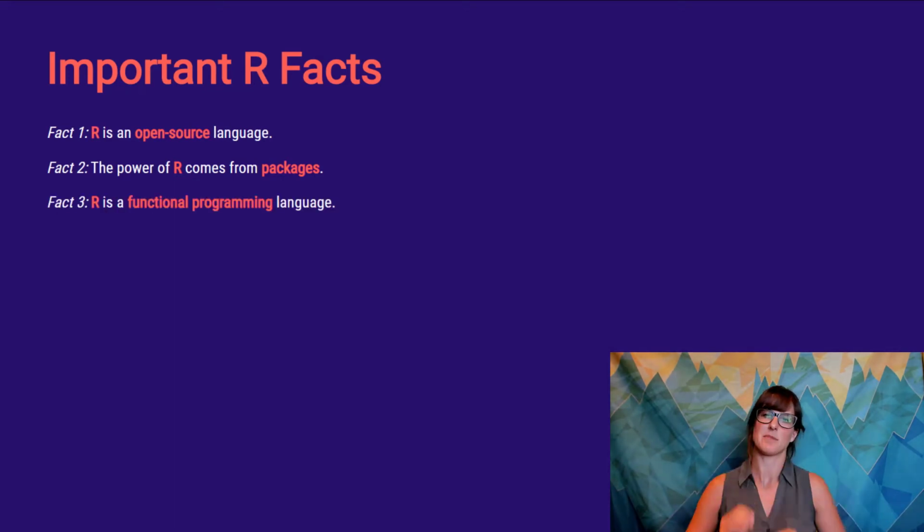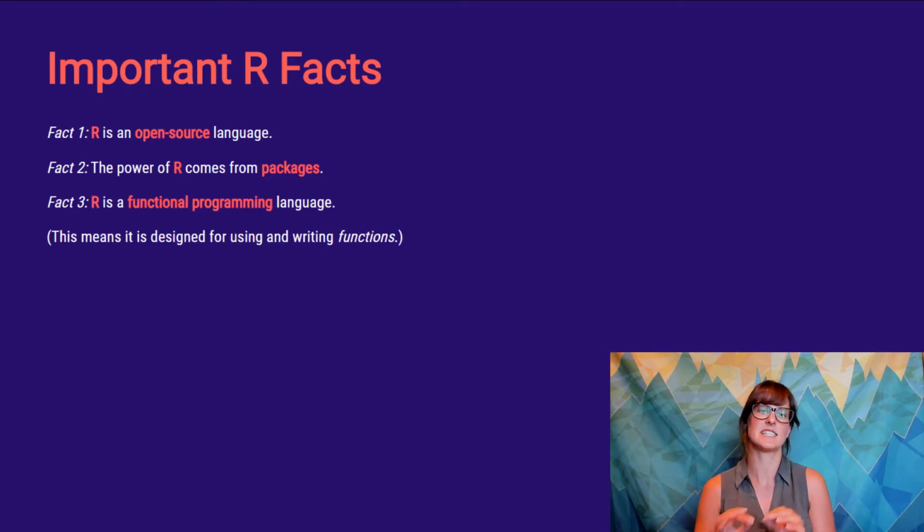And so fact 3 that I'm giving you today is that R is what's called a functional programming language, which is a formal computer science term, but really it just means that it is designed for you to use and write functions, including writing your own. You don't have to write a whole package in order to write your own function, and in fact in a couple weeks we'll be writing our own functions in this class. But for now I want to talk about how a function is structured and how you can go about troubleshooting.